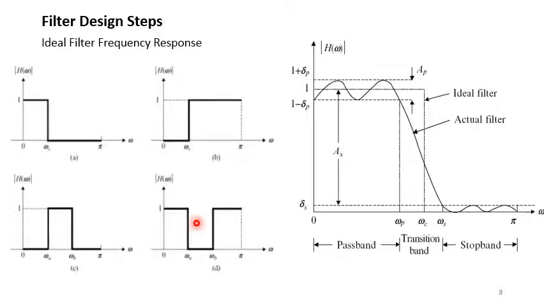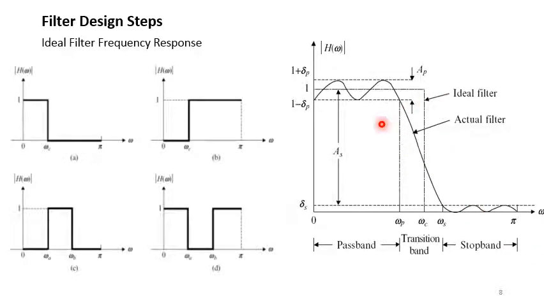Now, these are the representations of the frequency response for the ideal case, but practically we don't have these sharp transitions. Instead we have ripples in the pass band. The dashed line represents the ideal filter, whereas the solid line represents the actual or practical filter.